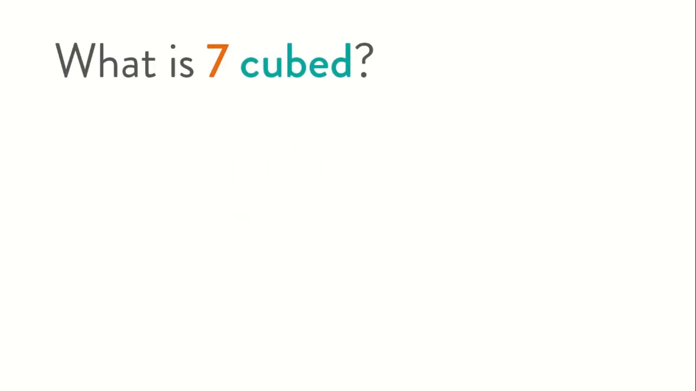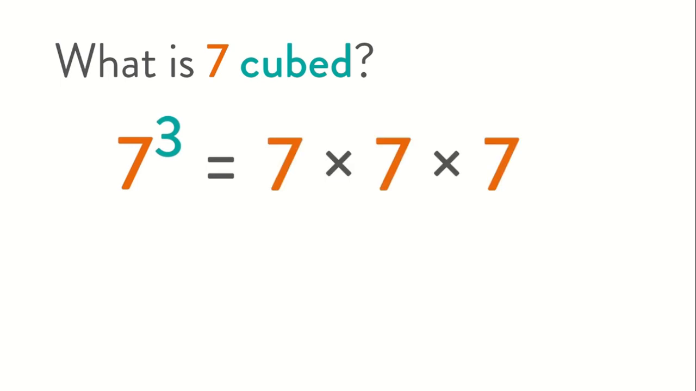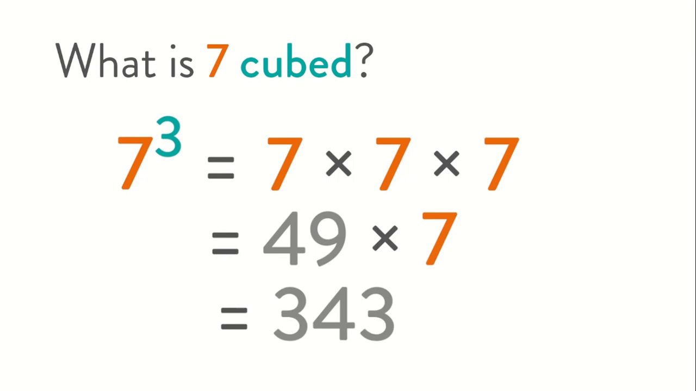What is 7 cubed? So this is what I was saying a while ago. That means the exponent is a 3. Multiplying 7 by itself 3 times will give you 343.